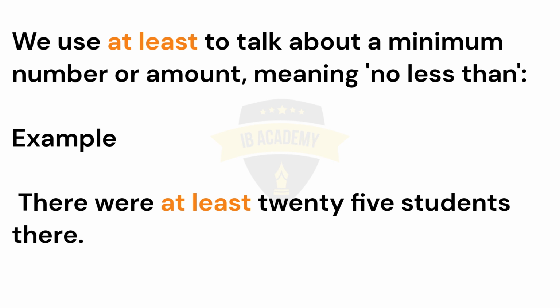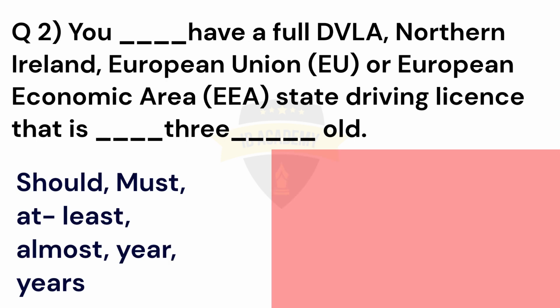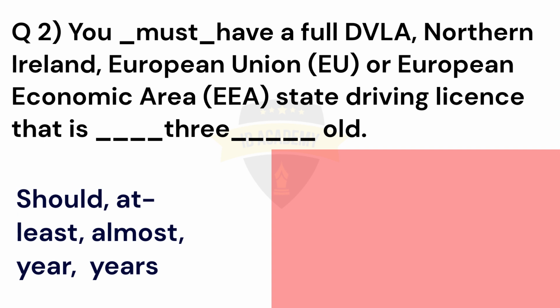Example: There were at least 25 students there. So let's come back to question 2. Here in the first blank there is a condition, which is obligation, a requirement for the license. So as you learned above, the correct answer is must.